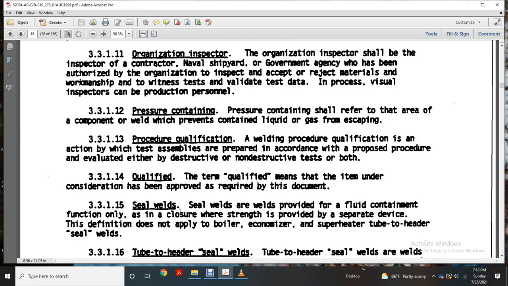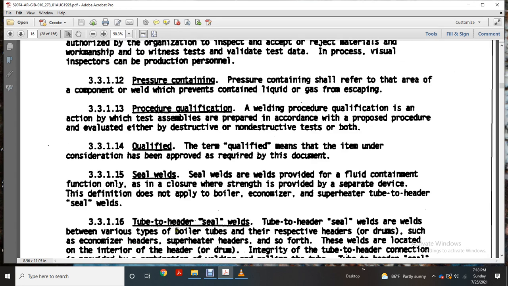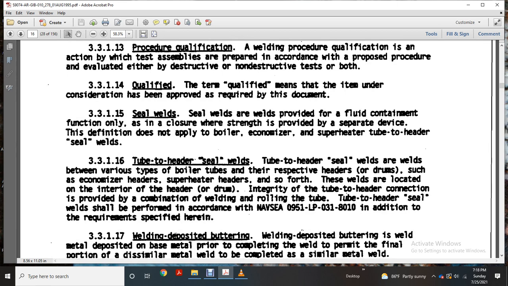Seal welds. The seal welds are welds provided with the fluid containment function only, as enclosure with the strength provided with the separate device. The definition does not apply with the boiler, economizer, or superheater to heater seal welds. Tube heater to seal welds.